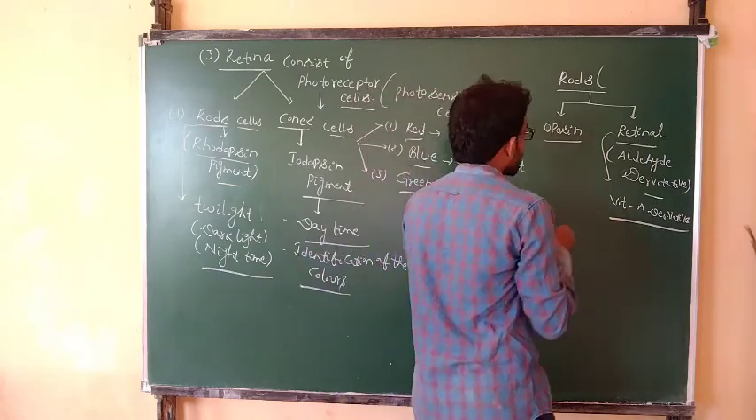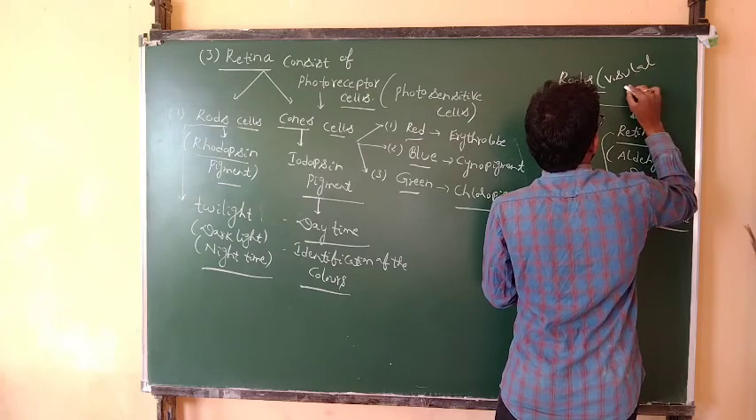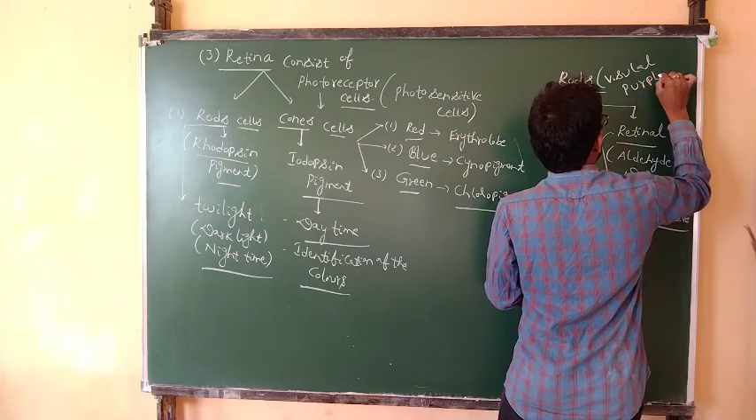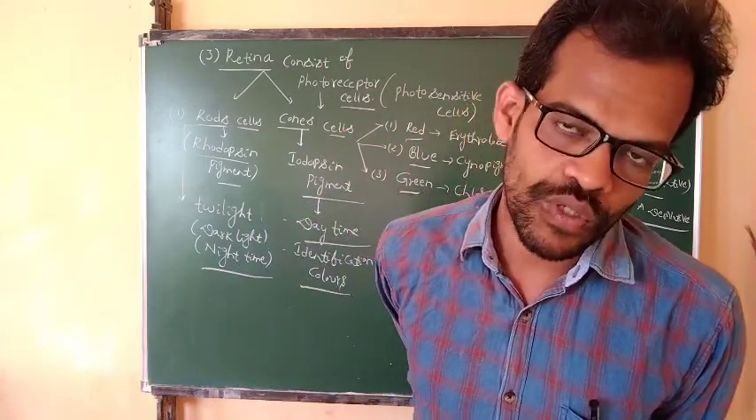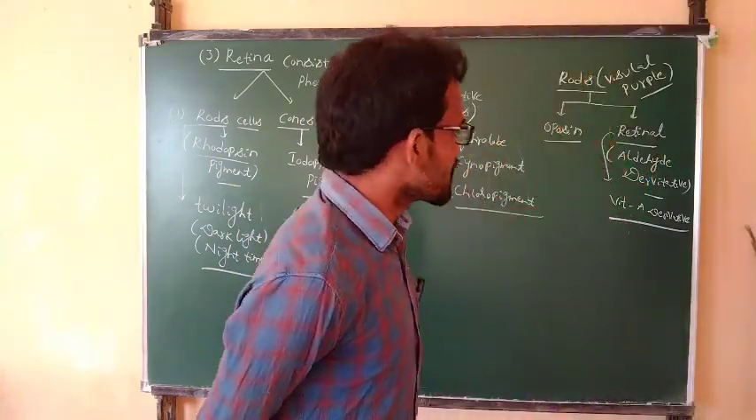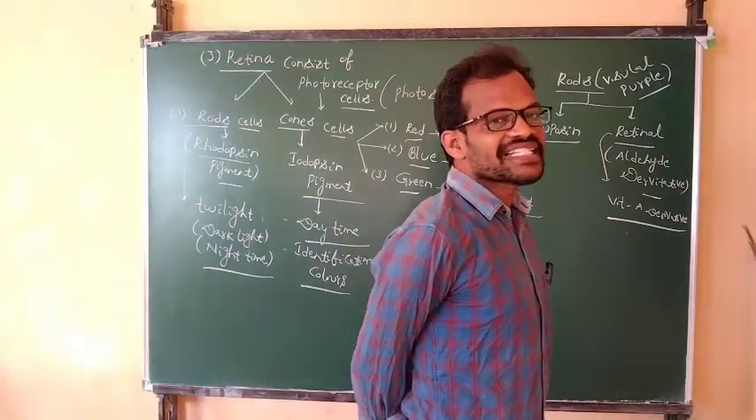Visible purple. What is the color of the rod cells? Purple color. What is the color of these rod cells? Purple color. Okay.